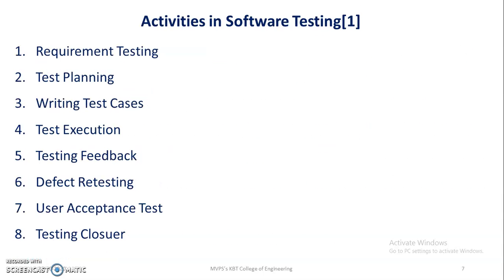Activities in software testing. There are some common activities in software testing, like requirement testing, test planning, writing test cases, test execution, testing feedback, defect retesting, user acceptance test, and testing closure. Okay, so we will discuss all these activities one by one. The first activity is requirement testing, mainly how to ensure that each requirement is testable.